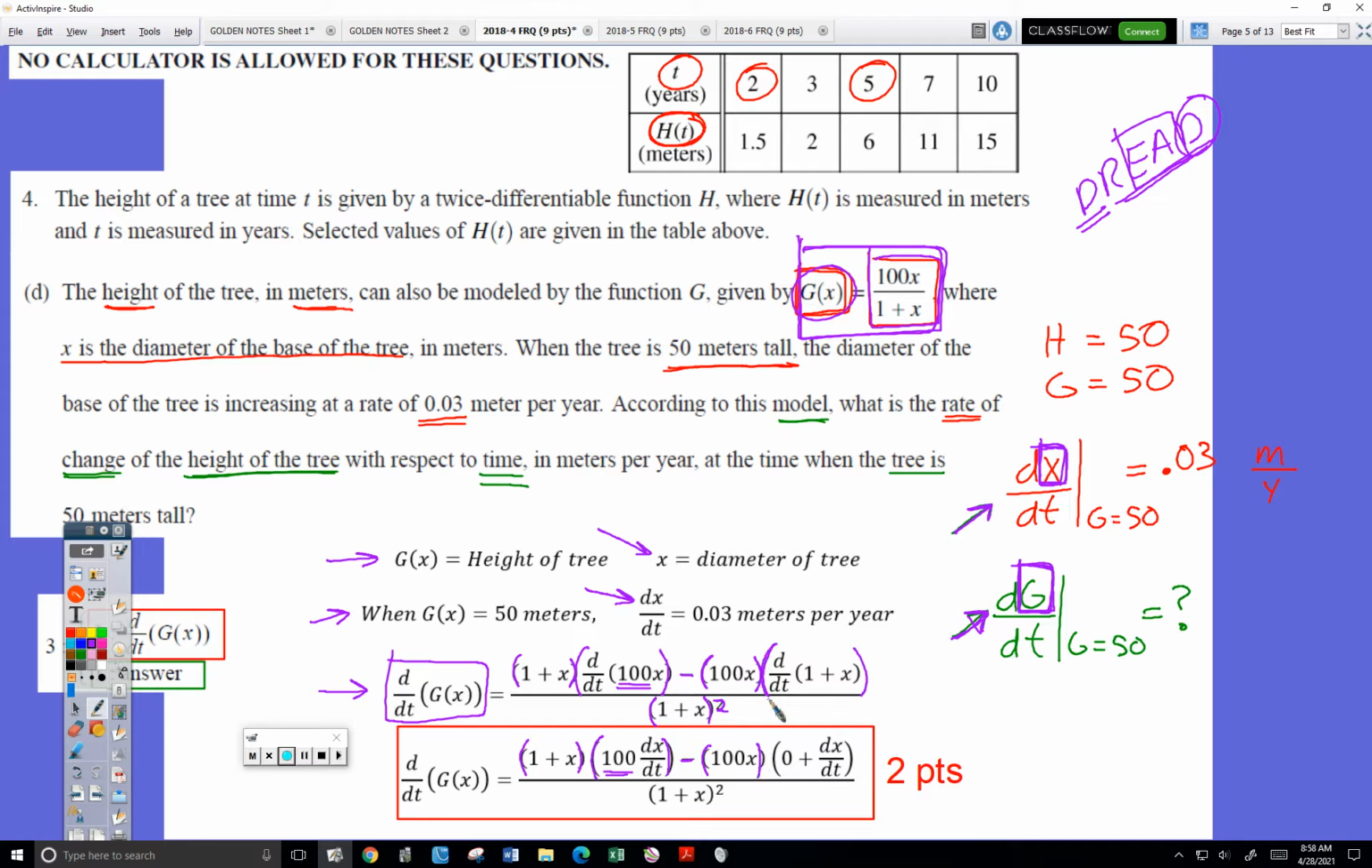Here the derivative of 1 would have been 0. Then plus the derivative of x would become dx/dt, all divided by the quantity 1 plus x, all squared. You get to that spot, you earn 2 points.